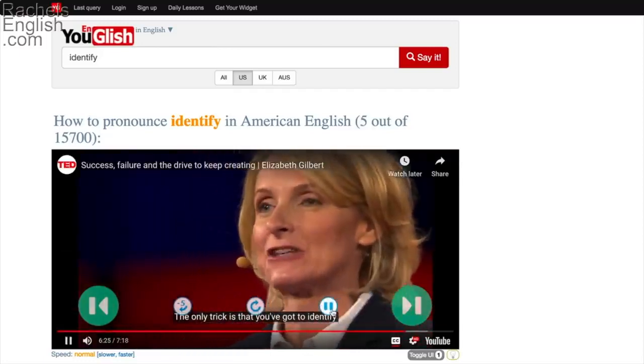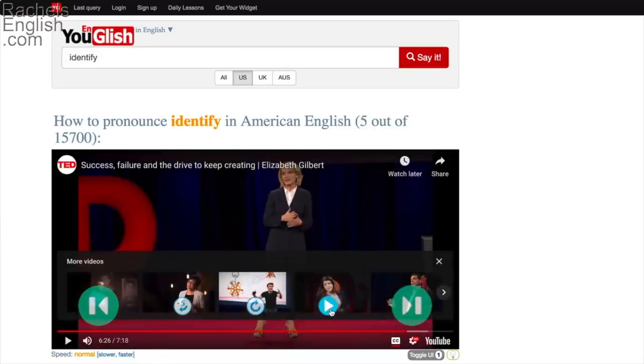The only trick is that you've got to identify the best. Identify. So her beginning vowel is a little different there, but again, there's no T sound at all. It's totally dropped. So we've listened to 5 examples so far, and none of them had a true T, even though when we looked them up in the dictionary, they all had written out in the sounds that there was a true T. Okay, so looking at the dictionary was a good first step if you know IPA, but it wasn't great for listening and repeating.